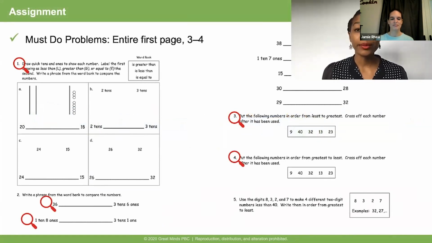Your must-do problems are the entire first page, number 3 and number 4. Notice the entire first page has number 1 and a little bit of number 2. We don't want you doing all of number 2, just the first 2 problems.